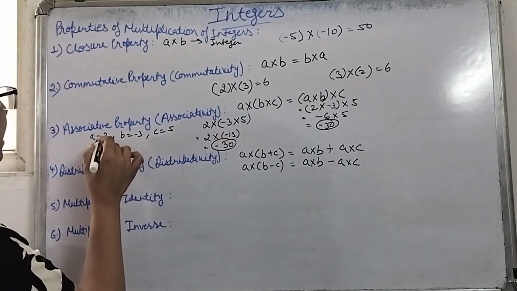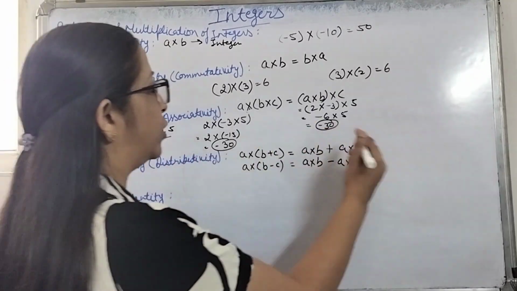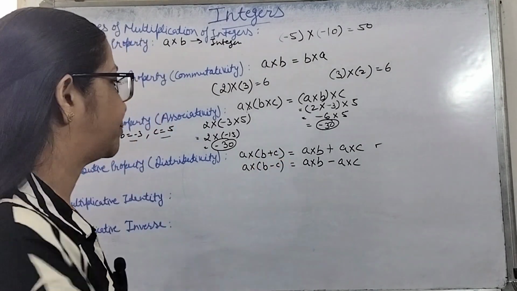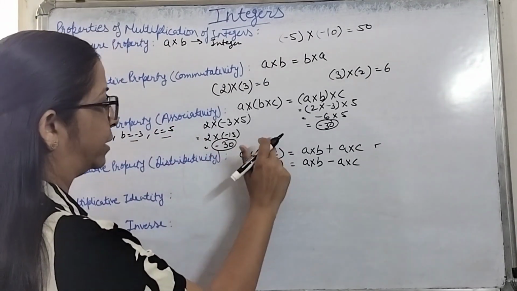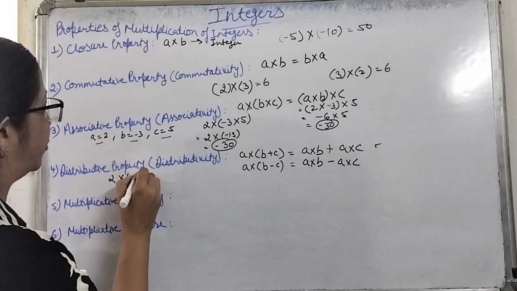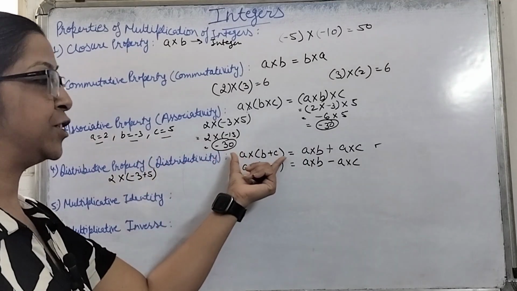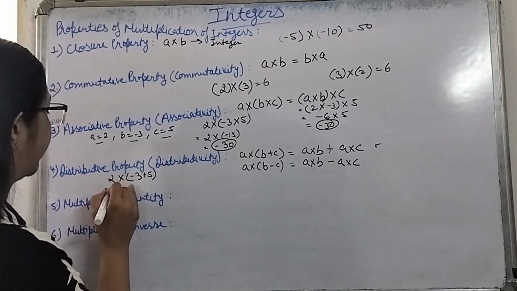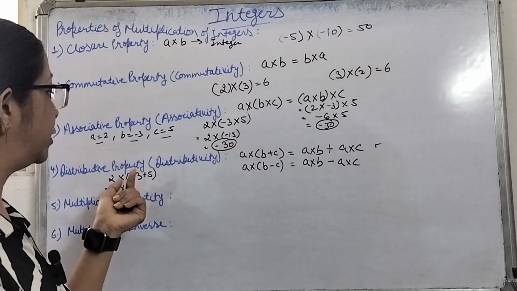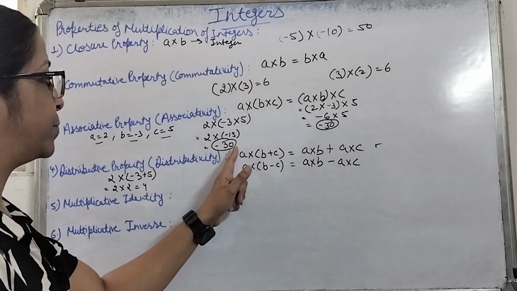Now suppose I am taking the same values. a is 2, b is -3 and c is 5. First of all, let's check the distributive property of multiplication over addition. Here I am taking the LHS part first: a is 2 multiplied by b is -3 plus c is 5. This is the LHS part we have taken. If we solve it, 2 multiplied by minus 3 plus 5. If we add these two integers, the answer will be 2. So 2 multiplied by 2 will be 4. So the LHS part is 4.